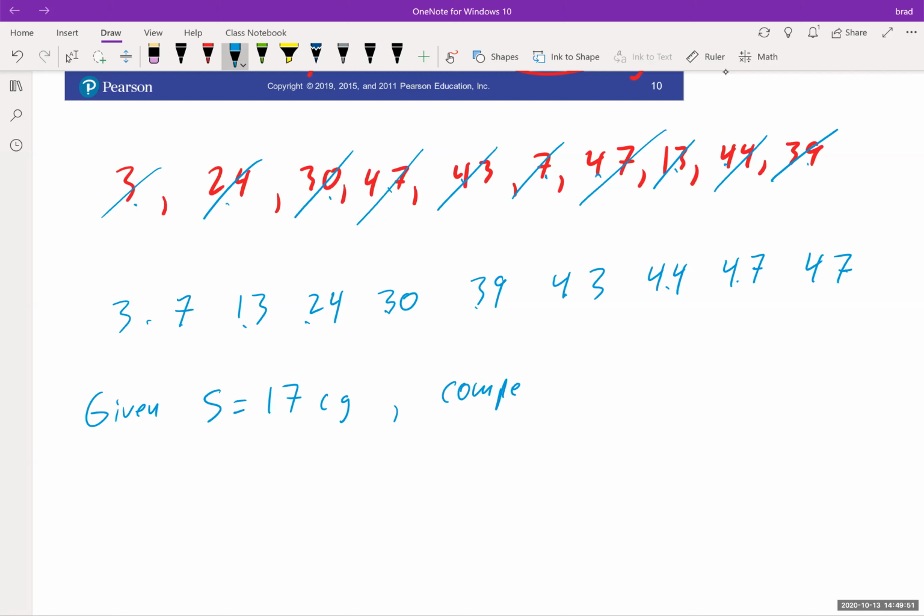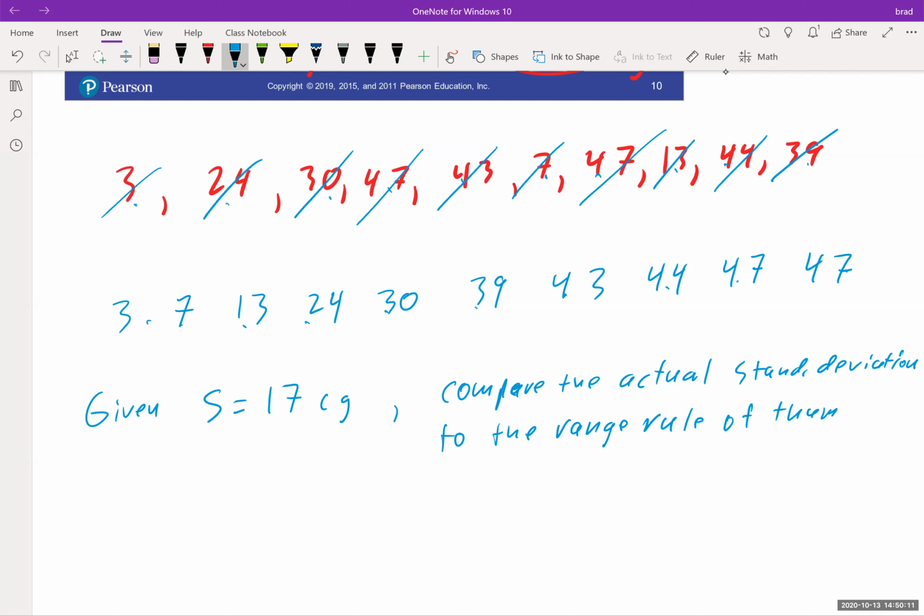Compare the actual standard deviation to the range rule of thumb. So I want you to use the range rule of thumb to find the standard deviation and compare it to the actual standard deviation. The actual standard deviation is 17.017 rounded to 3 decimal places. But just for purposes of this, let's just call it 17.